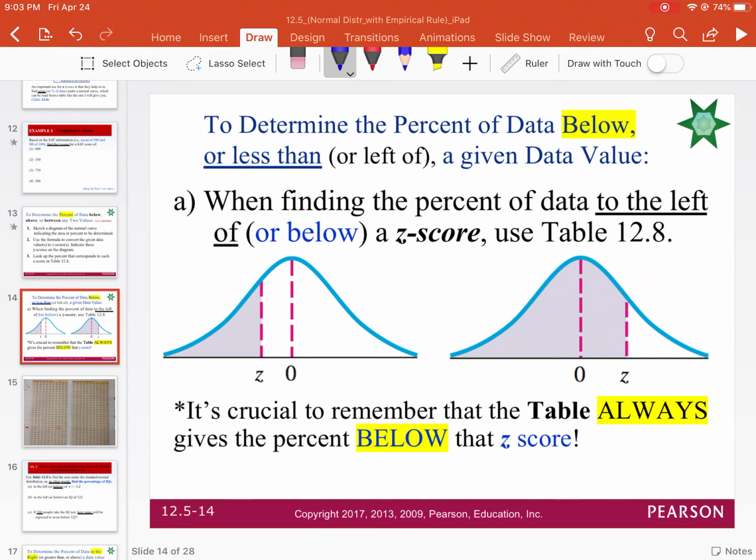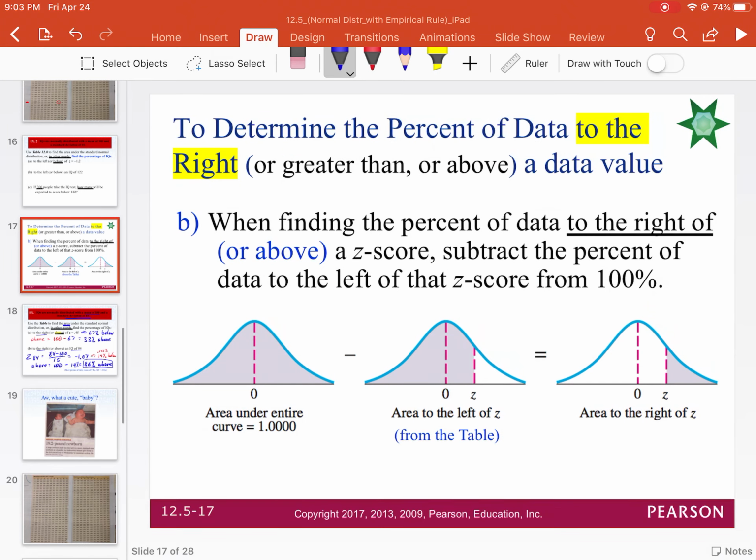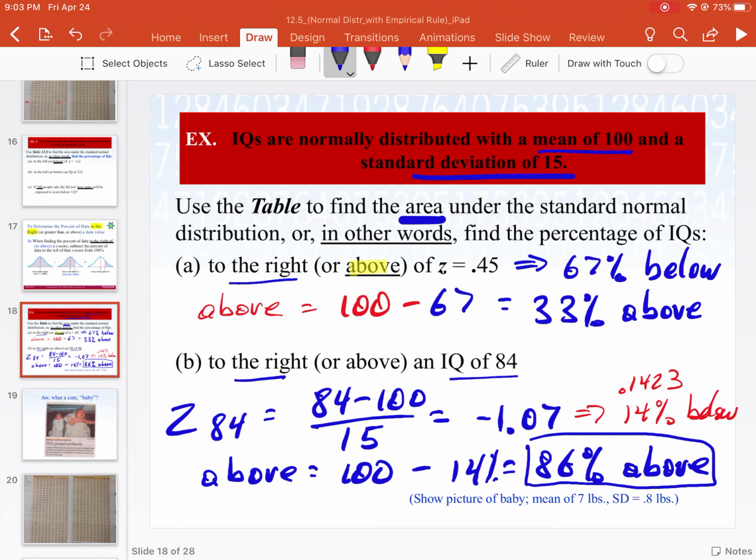So this is the one for below. And then I showed you above: you have to do 100 minus what you get off the chart. And that's how we got these here. This is where we left off. Okay. So to find above, we get the z-score. We look it up on the table, and that tells us below. We subtract it from 100 and we get above.